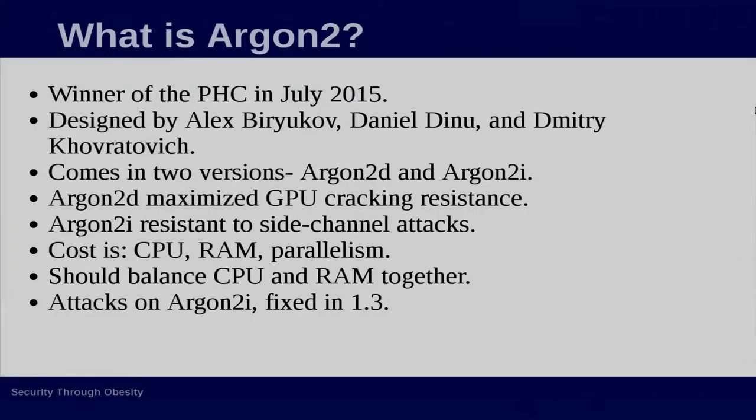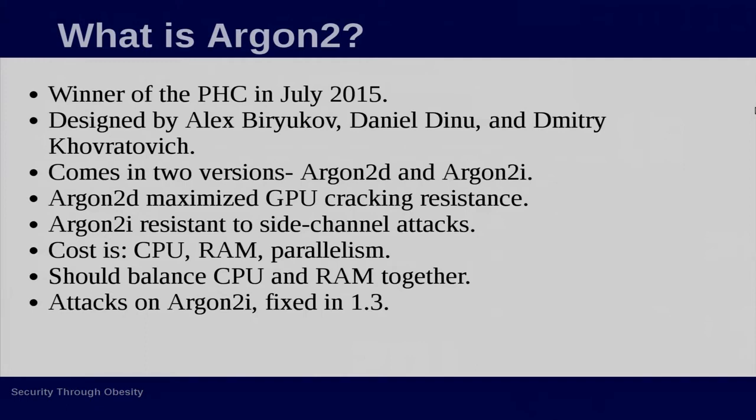Argon 2 is the winner of the password hashing contest in 2015. This is a contest that went on for 3 years, and there were cryptographers all around the world. It was an open contest, so cryptographers could submit their design, and then there was a panel that would go through the submissions and then go through the papers that cryptographers would submit on the analysis of these designs, and then weed them out, ultimately coming up through a final winner.